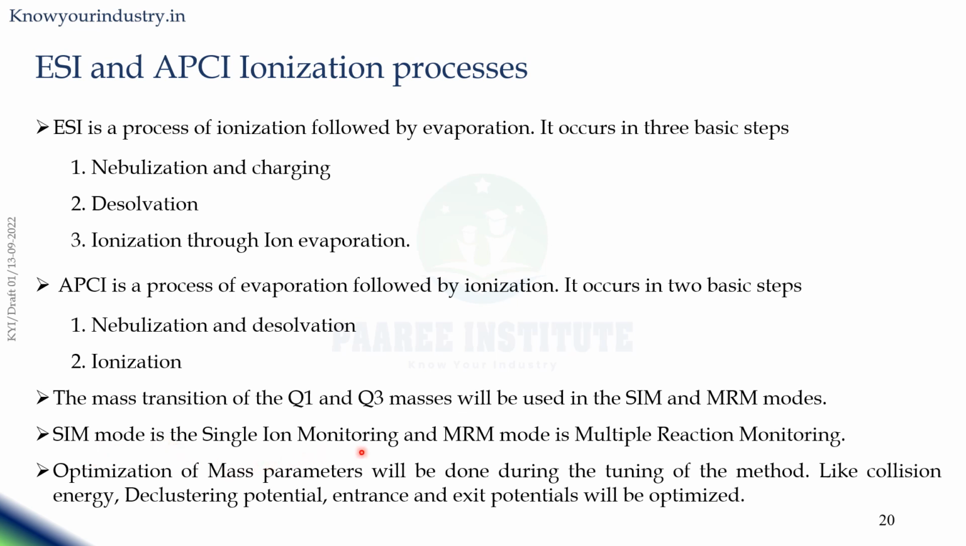SIM mode is nothing but single ion monitoring, generally adopted for qualitative analysis or identification analysis, and MRM mode is multiple reaction monitoring mode, which is used for quantitative analysis, more specific methods. Optimization of mass parameters needs to be done during the tuning of the method. First you tune the method, and then we need to optimize the different mass parameters like collision energy, declustering potential, entrance and exit potential, etc.